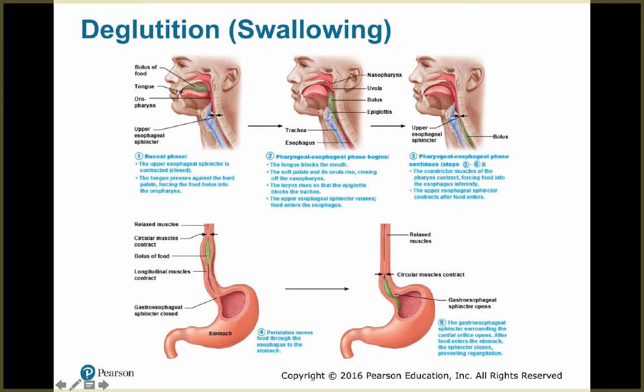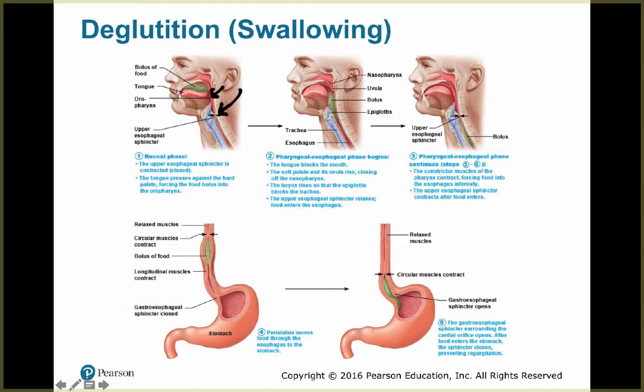You have the buccal phase, which begins once you allow food in here, right? The first thing is that the upper esophageal sphincter is contracted or closed, and you can see that right in that area that I've pointed to. The tongue will press against the hard palate and force the food bolus into the oropharynx. And so the oropharynx is that back area right there. So that's going to be the buccal phase that happens first.